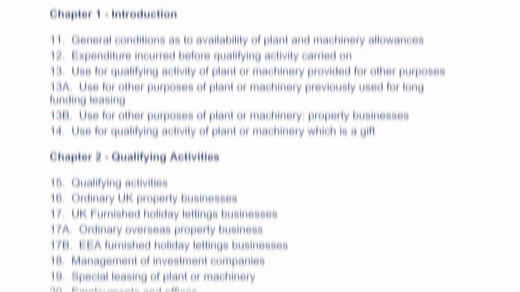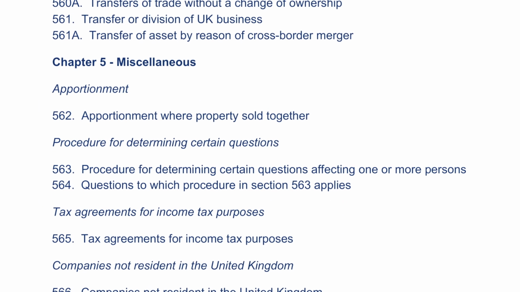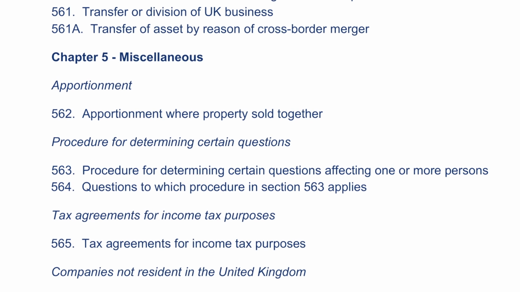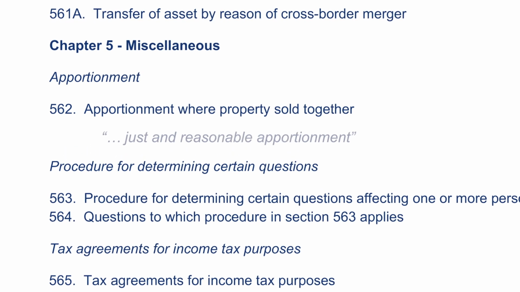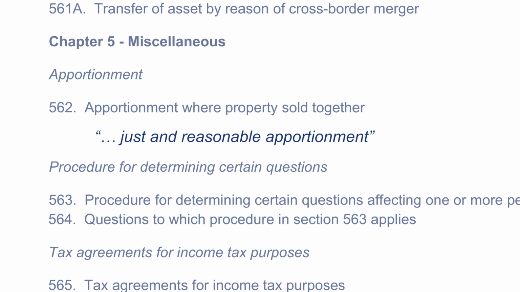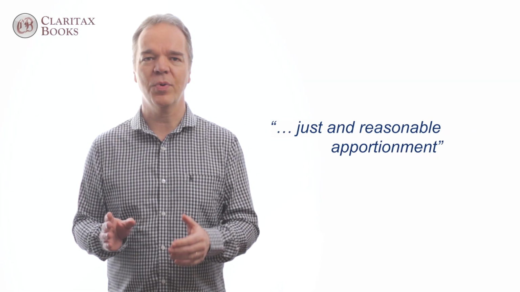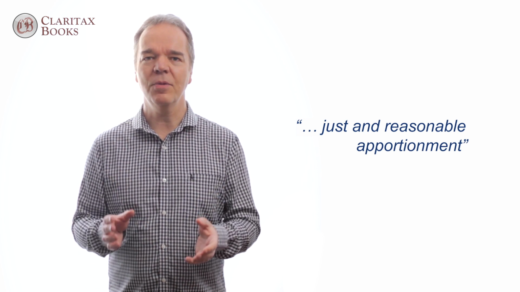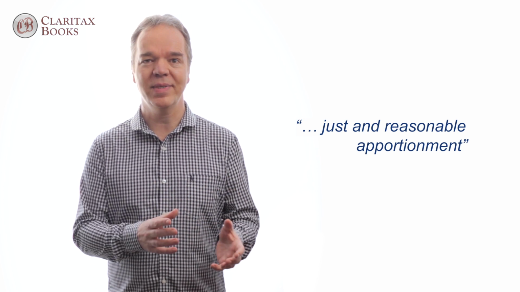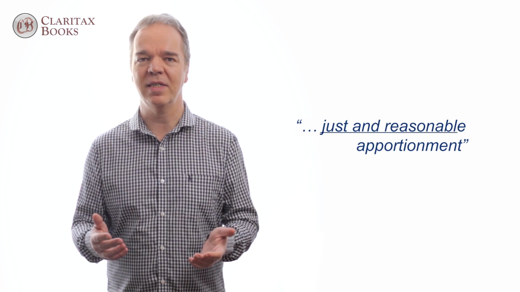In statutory terms, we need to start near the end of the Capital Allowances Act at section 562. This section, which is still very much alive and well despite the FA 2012 changes, introduces the concept of the just and reasonable apportionment. Essentially, the section says that if several items of property are sold together or as a result of one bargain, then the sale proceeds for the vendor and the acquisition price for the purchaser must be determined on a just and reasonable basis.